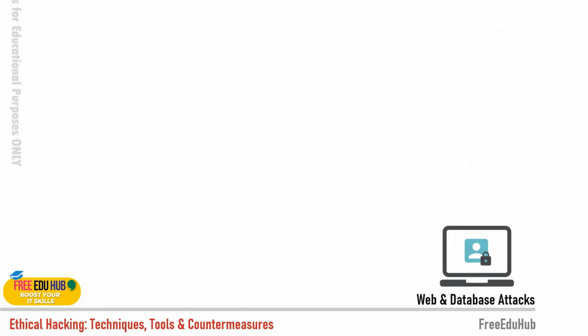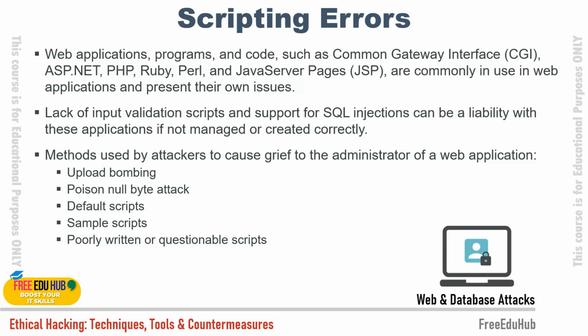Now next is scripting errors. In scripting errors, web application programs or code such as CGI, ASP.NET, PHP, Ruby, Perl, JavaScript, or Java Server Pages are commonly in use in web applications and present their own issues. Lack of input validation in scripts and support for SQL injection can be a liability to these applications. Now, there are different methods used by attackers to cause grief to the administrator or the web applications. They are upload bombing, poison null byte attack, default scripts, sample scripts, and poorly written or questionable scripts.